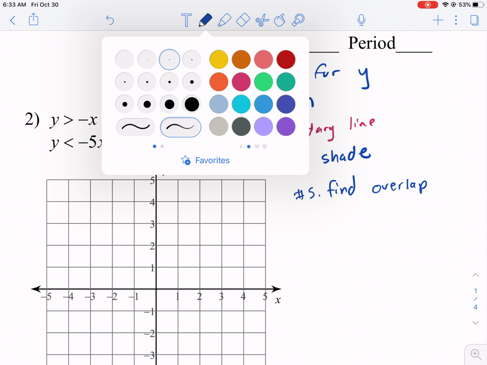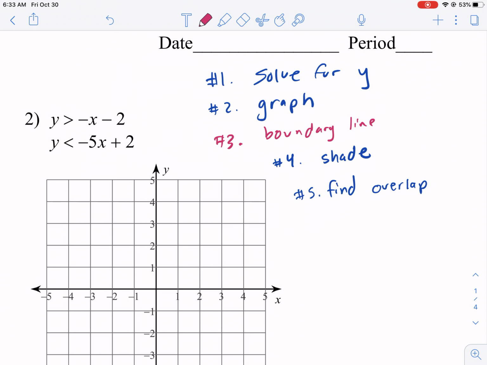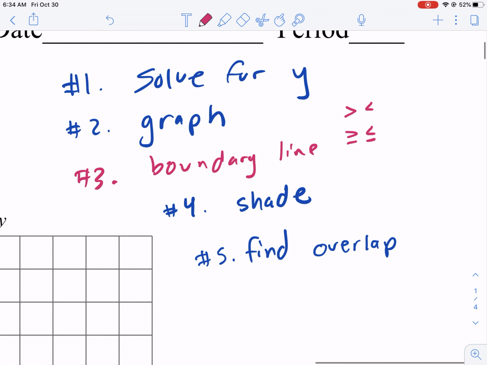Okay, so for boundary line, what we're looking at is the inequality sign. We have two different choices here. We either have less than or greater than, and then the other one is less than or equal to, greater than or equal to. If it's this one, it's dotted. If it's this one, it's solid.